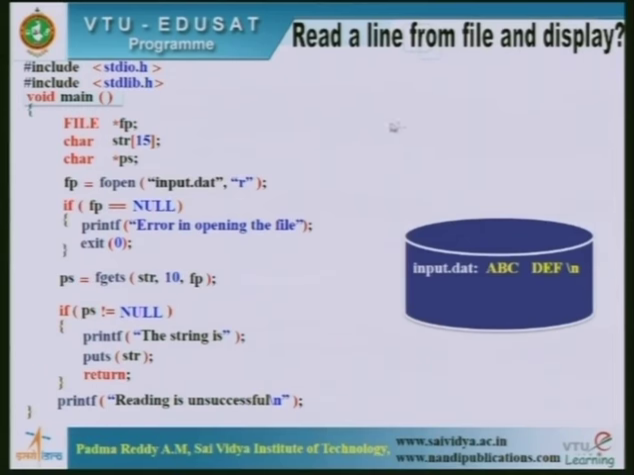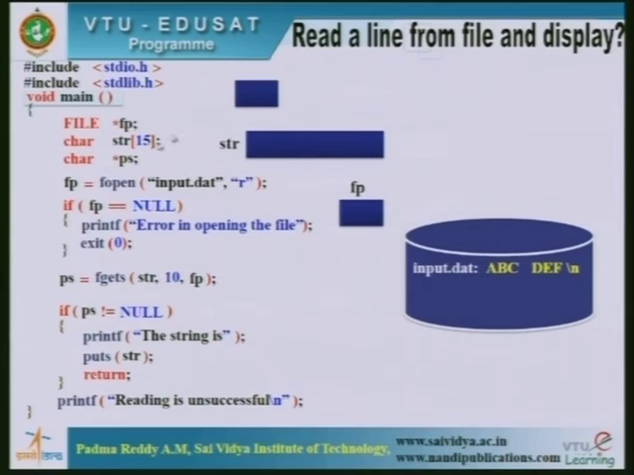Now execution starts from the function main. The moment control comes here, memory will be allocated for the variable fp. fp is a pointer. Still you have not stored anything, so fp is a dangling pointer. When control comes here, memory will be allocated for str, and by looking at this statement, memory will be allocated for ps. Now the first statement being executed is fopen. We open this file in read mode.